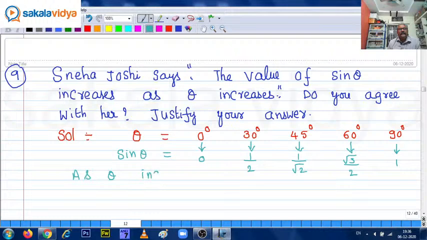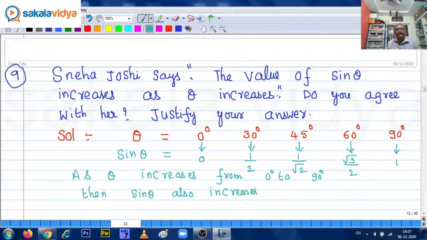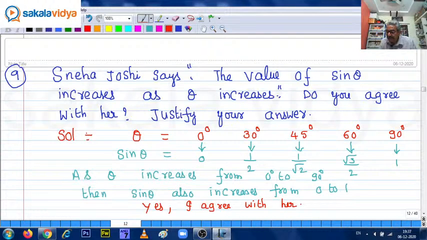So as theta increases from 0 to 90, then sin theta also increases from 0 to 1. So therefore, yes, I agree with Sneha. Yes, I agree with her. You need to justify the answer like this. No, not false. You need to agree with her. Right.